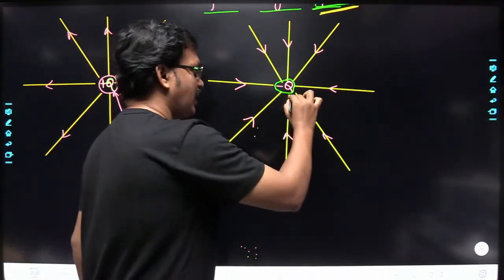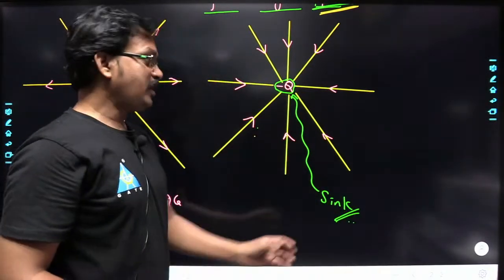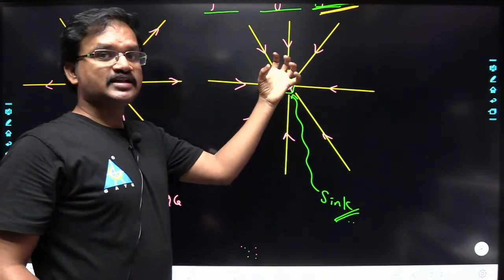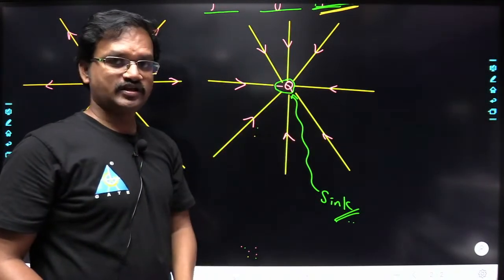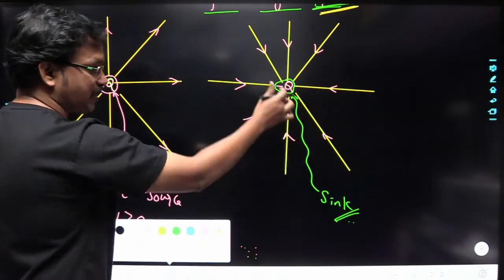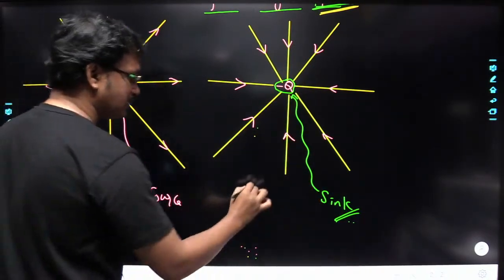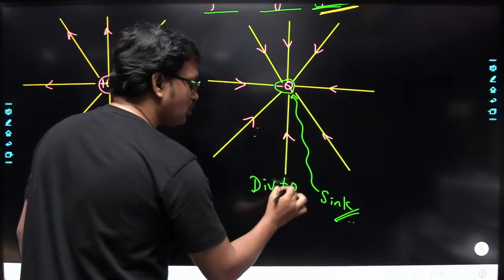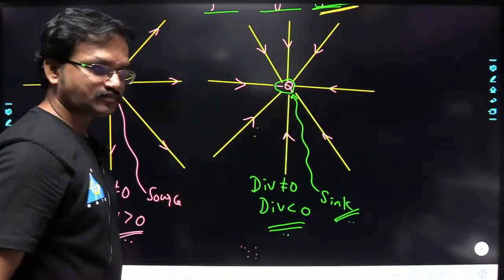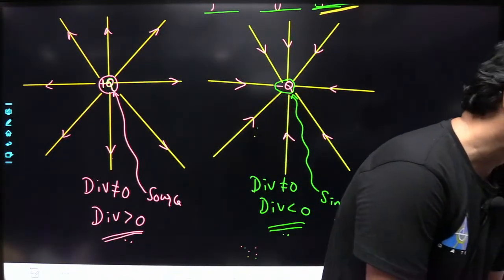So I can say a sink is present here. Now here the field lines are not leaving from this point, instead the field lines are converging towards this point. That is nothing but negative of divergence. Yes or no? So now in this case, exactly at the location of the sink, exactly at the location of minus q, the divergence will be not equal to 0, and this divergence is less than 0. Yes or no here? Okay. So is it clear here? Yes or no?